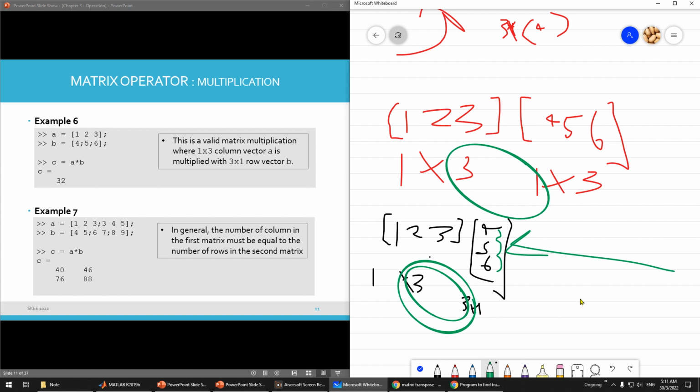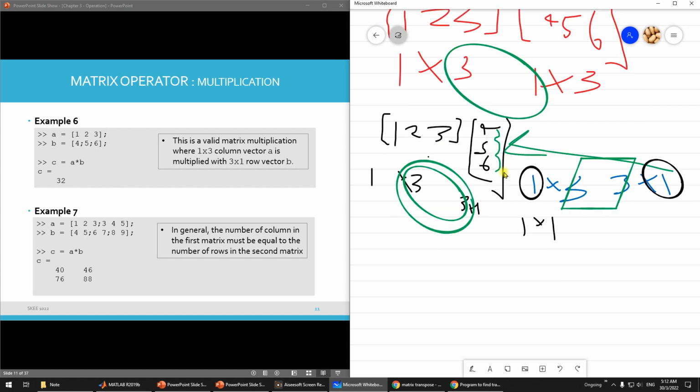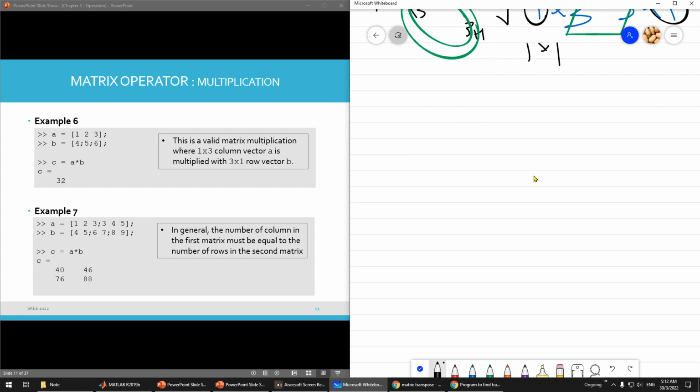So remember this matrix: 1 multiplied by 3 and 3 multiplied by 1. First make sure the inner numbers are the same, and then the result should be 1 multiplied by 1. So you can see here 1, 2, 3, 4, 5, 6. So 1 multiplied by 4, 2 multiplied by 5, 3 multiplied by 6, and then add everything together. You get 32. Make sure you know how to do this manually.